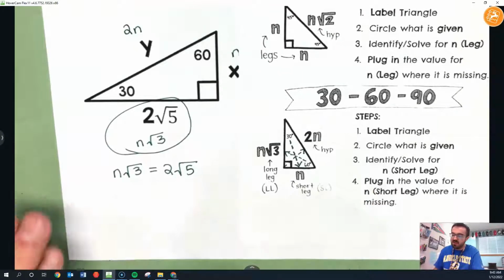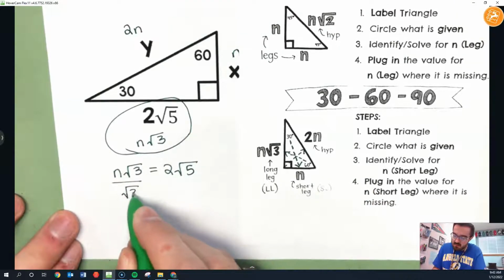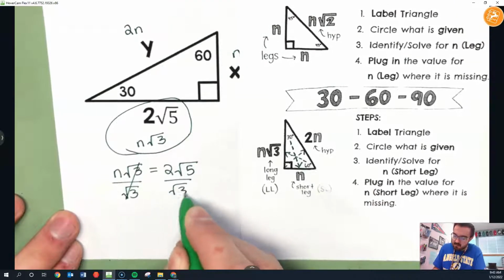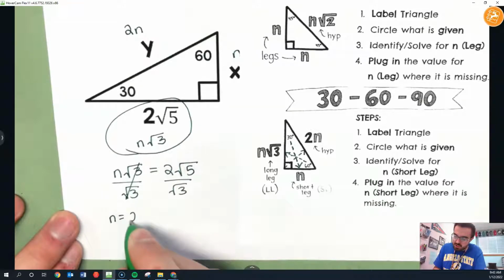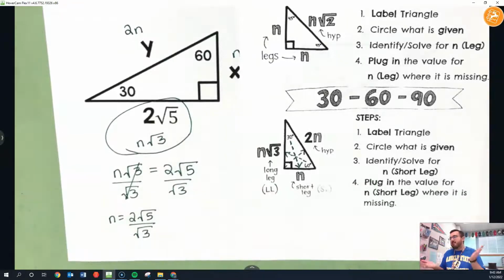It is not. So we need to solve for n. Divide both sides by root 3. We'd have n equals 2 root 5 divided by root 3. Now, lovely, okay, n's by itself, but look at that madness. It gets ugly real fast, okay? Now, this is why in 7.1 I harped on how to rationalize the denominator.